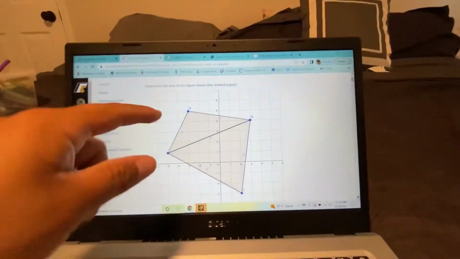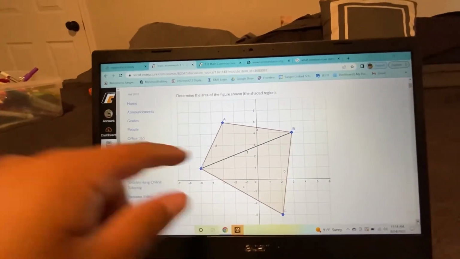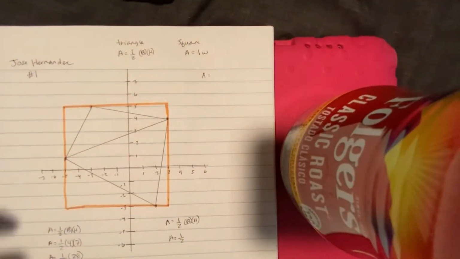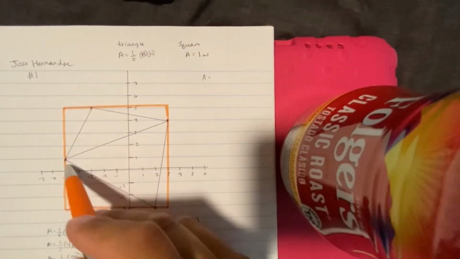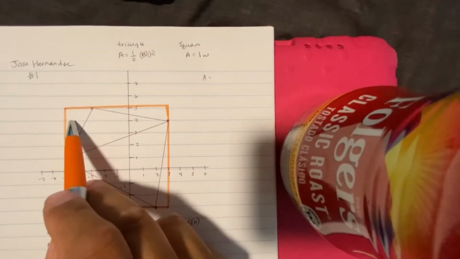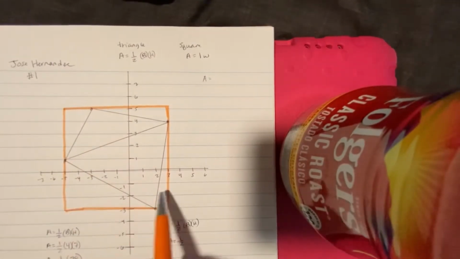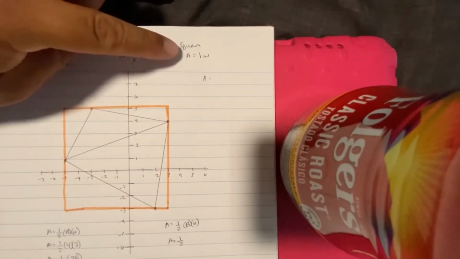Good morning. My name is Jose Hernandez, and what I'm doing is determining the area of the figure shown right here. In order to do that, we're using two formulas: area of a triangle and area of a square. To find this area, I created 4 triangles: 1, 2, 3, 4. First we're going to find the area of the square.